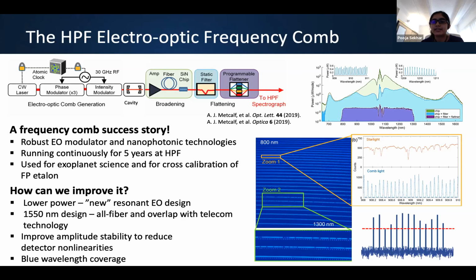The second major upgrade that we are trying to implement is to pump at 1550 nanometers instead of 1 micron pump wavelength. This will benefit from the robust and mature telecom fiber technology and will enable a fiber integrated design that is more compact, low loss, and in turn might require low maintenance. Next thing that we are trying to improve is the amplitude stability of the comb lines in the wavelength range of interest to account for the detector nonlinearities, and then find an efficient way to generate blue wavelengths from our near-infrared comb.